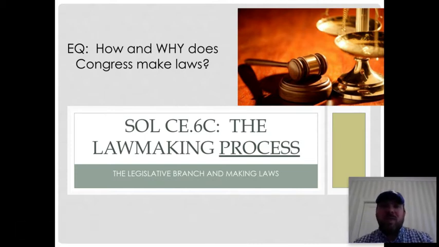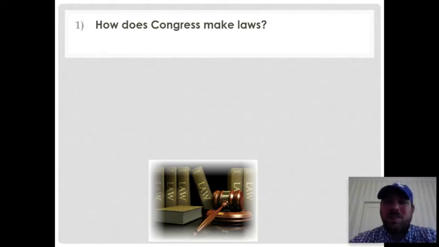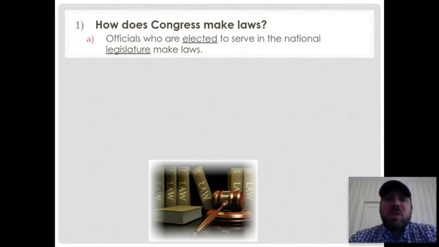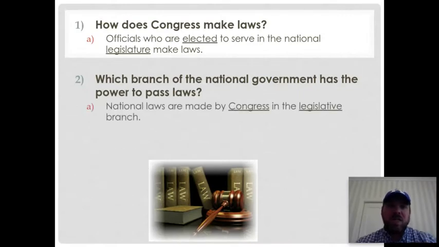We're going to be looking at SOL 6C, the lawmaking process, legislative branch, and today's essential question is, how and why does Congress make laws? So first, I have a couple questions. How does Congress make laws? Officials who are elected, first they're elected, and then once they get into the legislature, they make laws for us. What branch of the national government has the power to make laws? Is it legislative, executive, or judicial? It is legislative, and laws are made in Congress.